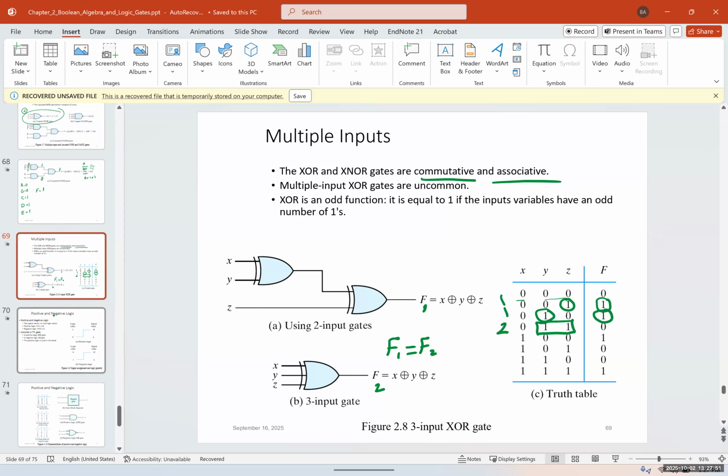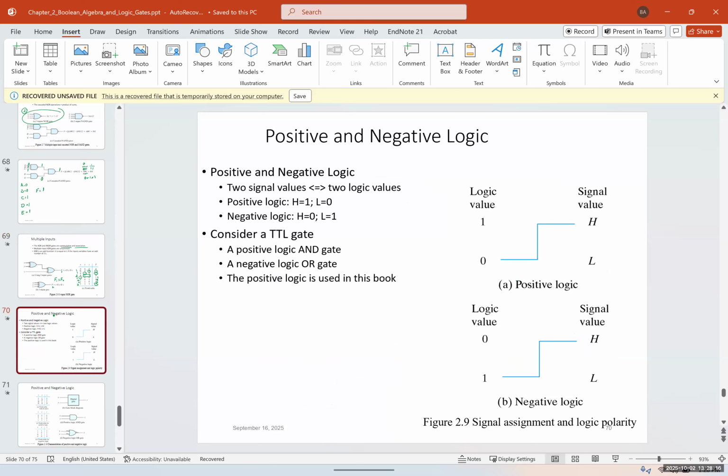1, 1. So 2, therefore it will be 0. Here again, I have 1, 1, so it's 0. Here I have 2, so it's 0. Again, 2, so it's 0. And here I have 3, so the answer would be equal to 1. So if you have an odd number of 1s, the output would be 1. And for XNOR, its opposite.